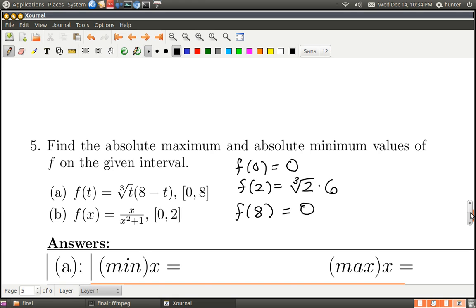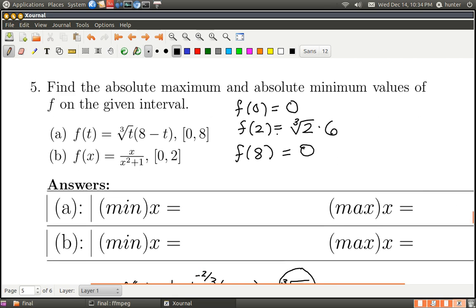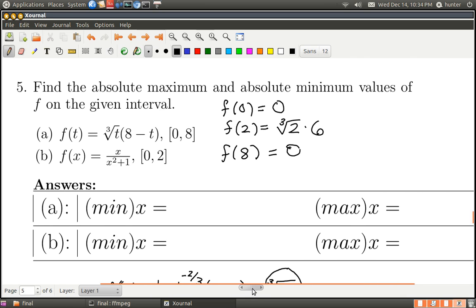And actually now I'm done, because the closed interval method says that once I do this, the biggest number that comes out is the max, and the smallest number that comes out is the min. So I have a tie for a min here.